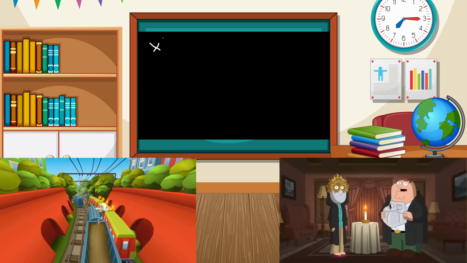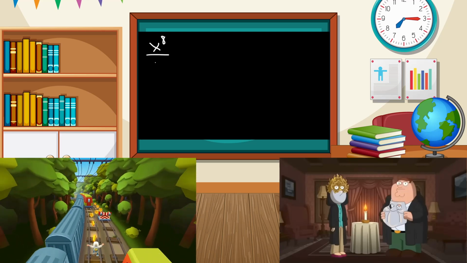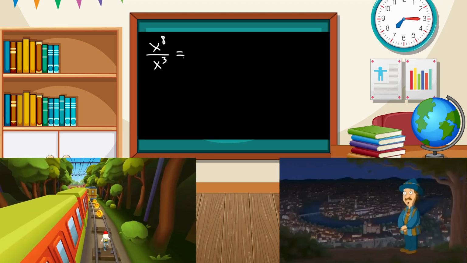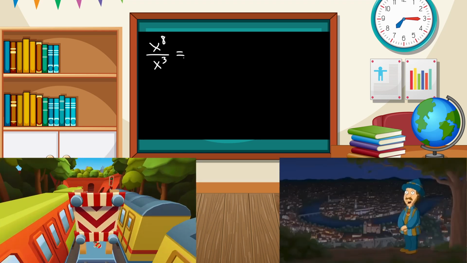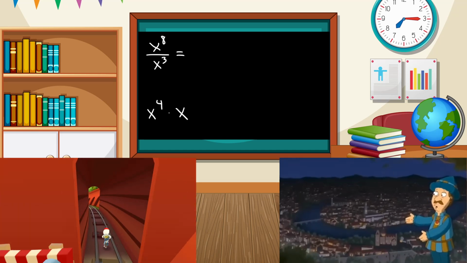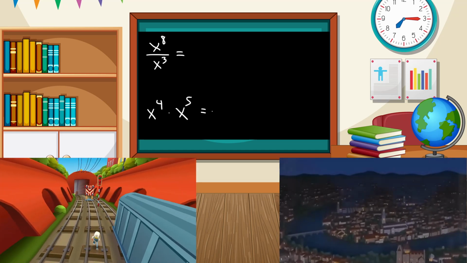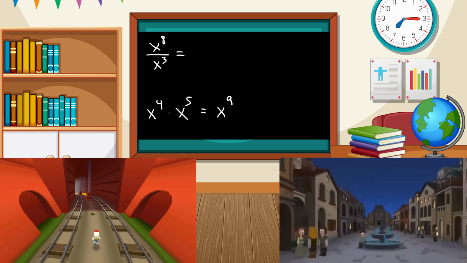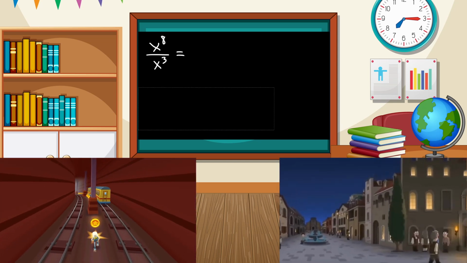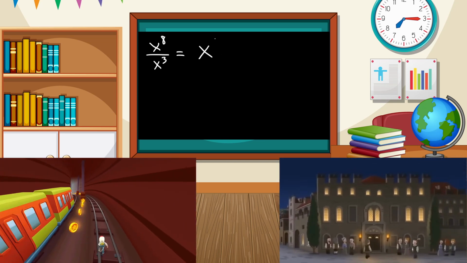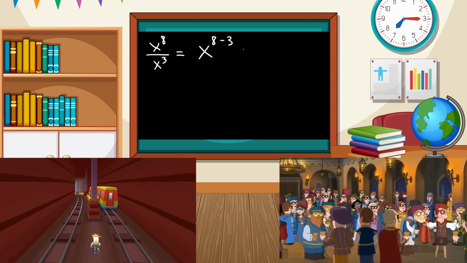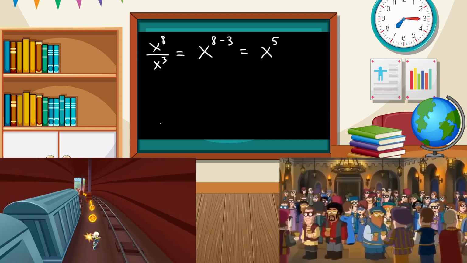Now let's say we have x raised to the 8th power, and let's divide it by x cubed. So what should we do here? Now in the previous example, we saw that when multiplying two variables together, we need to add the exponents. But what about when dividing? In this case, we need to subtract the exponents. So it's going to be the top exponent minus the one in the bottom. So 8 minus 3 is 5.